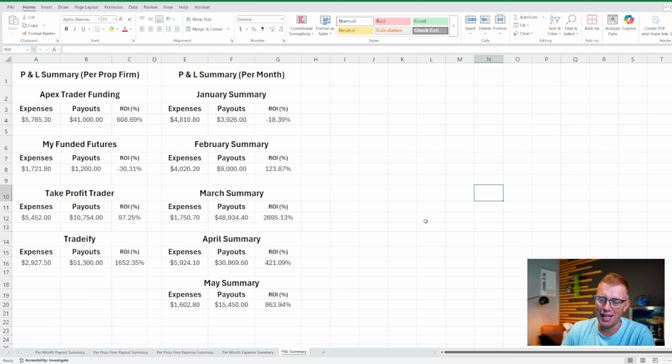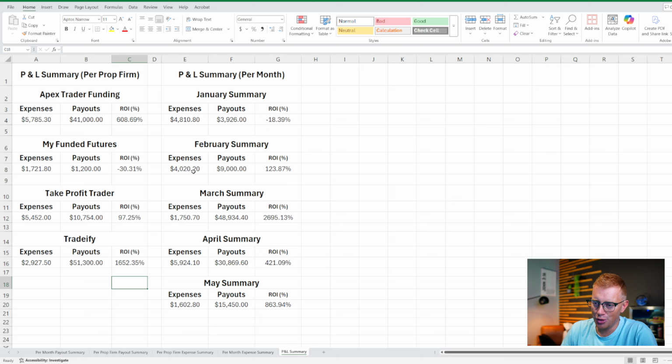Tradeify has been the best. Like I said, this is using straight to funded accounts, 20% consistency, slow and steady wins the race, and only 2,900 in expenses, 51,000 in payouts for a return on investment of 1,652%. So I will not complain about that. And then if we look at our profit and loss summary per month, in January, we spent $4,810, payouts of 3,926 for a negative return on ROI of negative 18%.